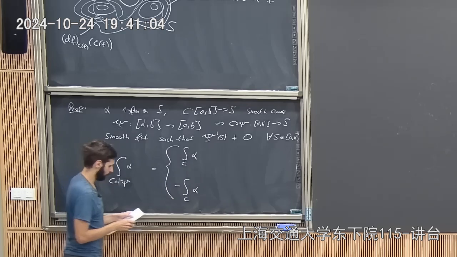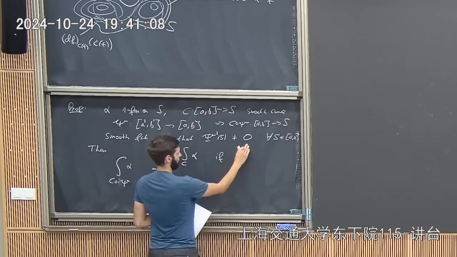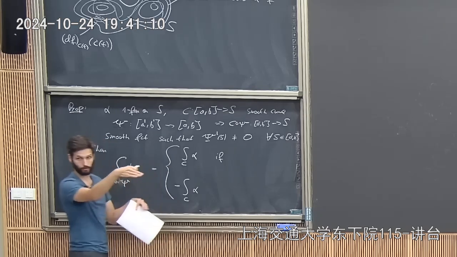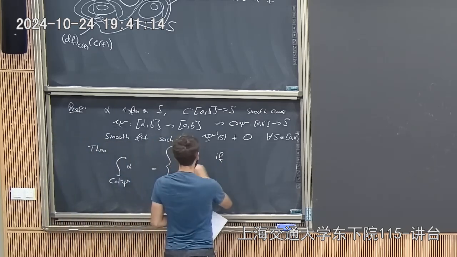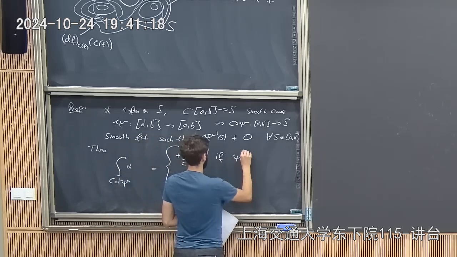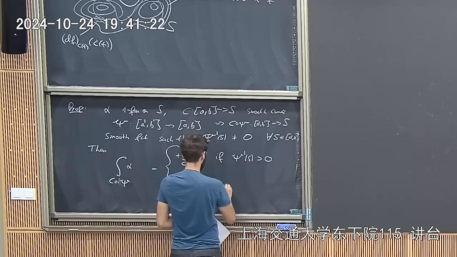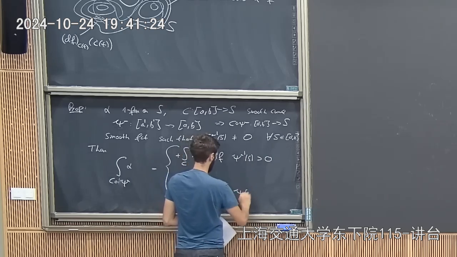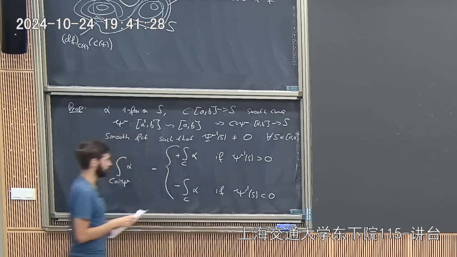And that depends on the sign of this derivative. Because it's non-zero, it's either positive or negative. We get a plus sign here if the derivative is positive, and then we get a minus sign if the derivative is negative.